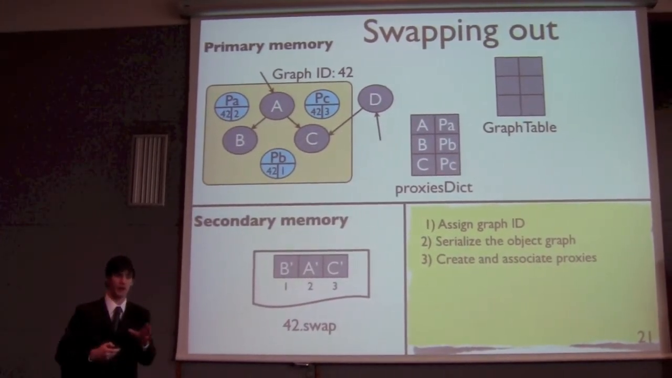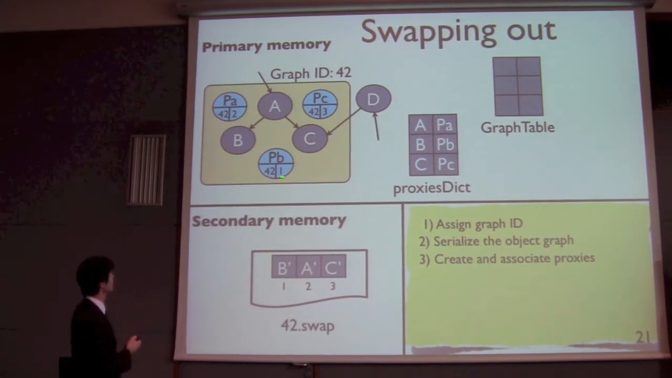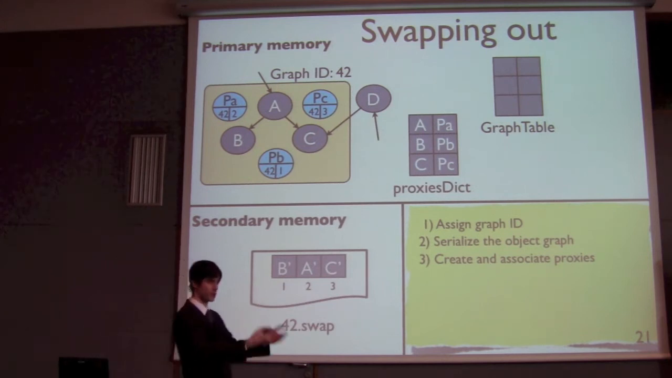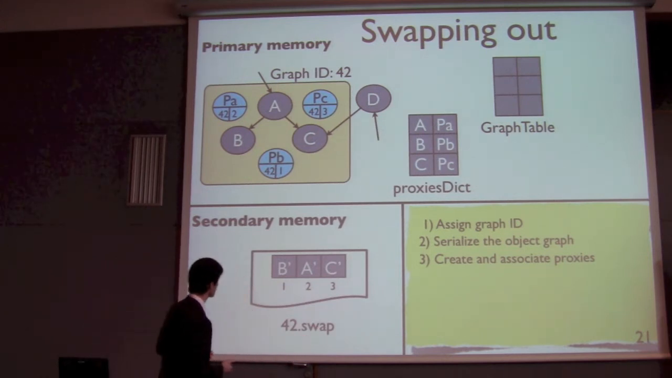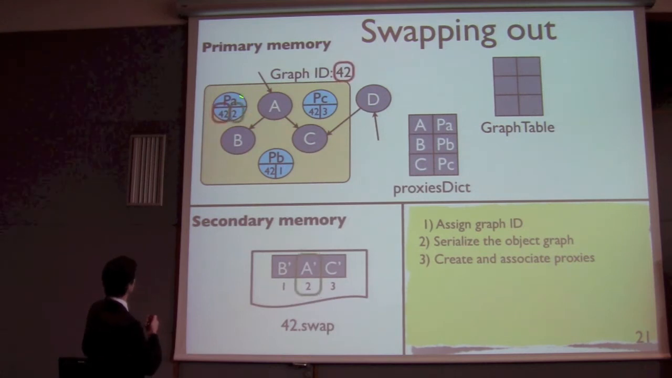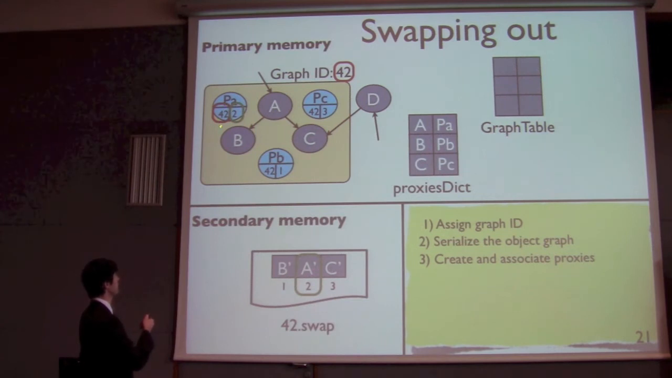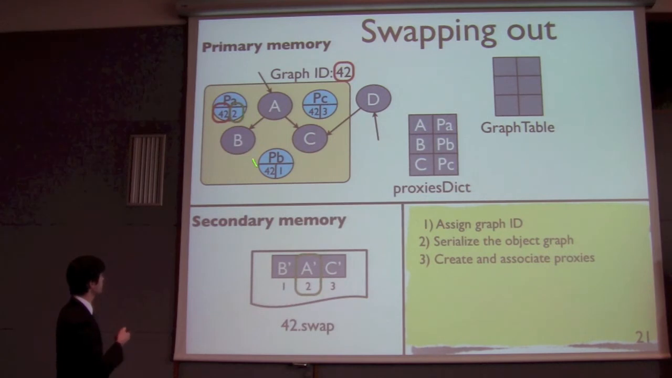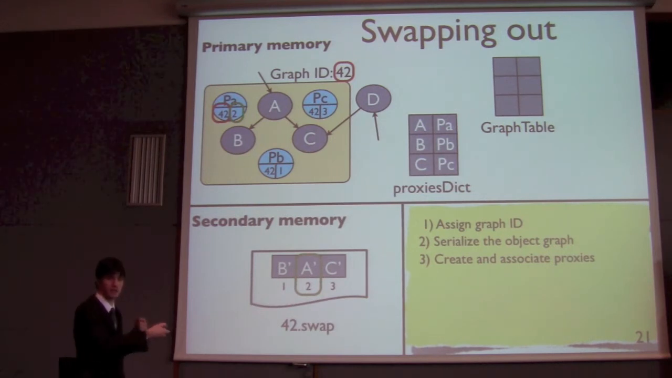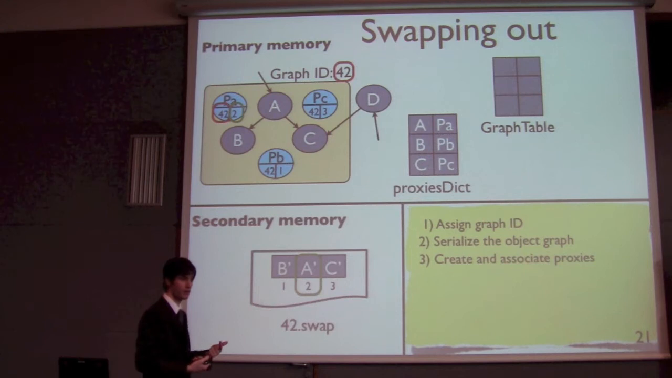So, next step is to create an object proxy. So we create proxies for every object of the graph. So we get PA, PB, and PC. And now I need to know to which object they will proxify. Okay? So each of the proxies stores two things. First, the graph ID. So you can see it stored the number 42. And then each proxy stores the offset in the serialized stream of the object they proxify. Okay, PA proxifies A, so it stores position 2, PC stores 3, and PB stores 1.